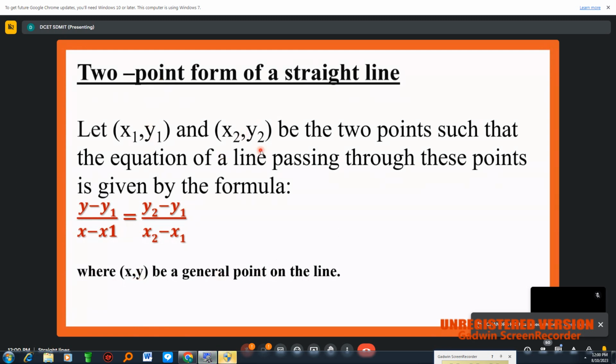So if they give the two points and ask to find the equation of a line, then the formula is y minus y1 divided by x minus x1 is equal to y2 minus y1 divided by x2 minus x1. So take down this form. Next we can see one example using this formula. If you finish, you can tell me.